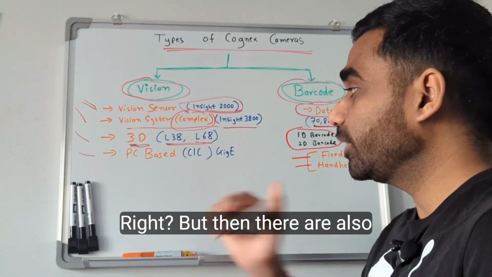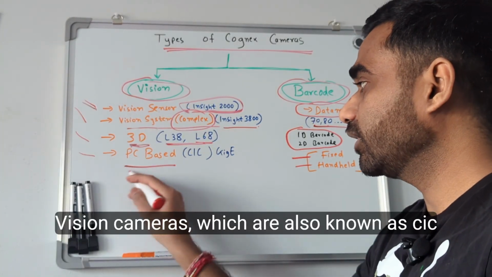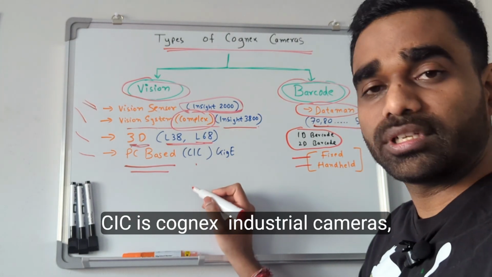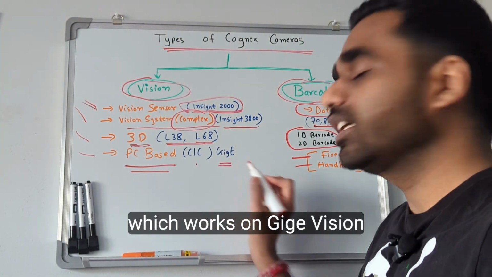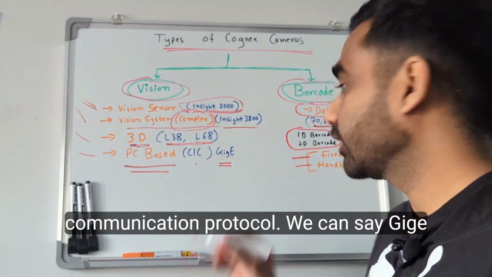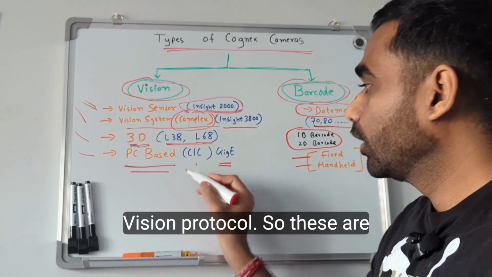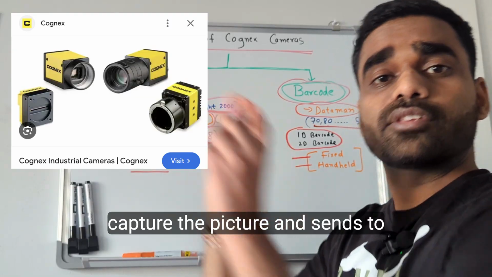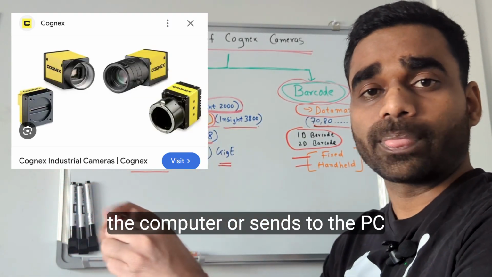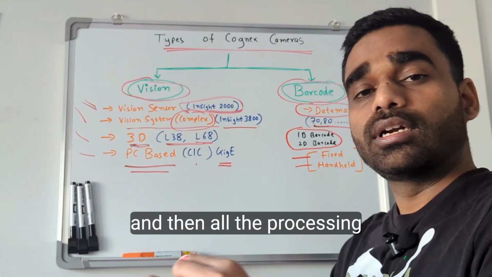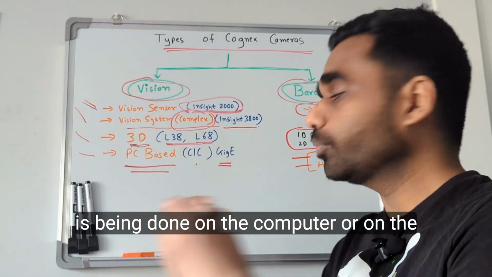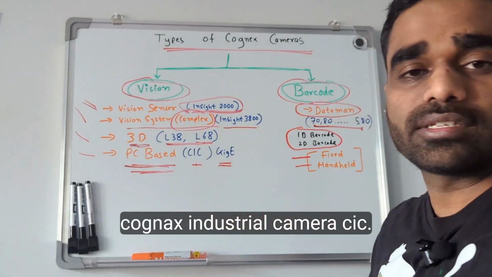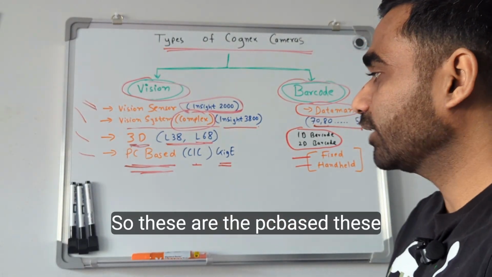But then there are also PC based vision cameras, which are also known as CIC, Cognex Industrial Cameras, which work on the GigE Vision communication protocol. So these are PC based. They just capture the picture and send it to the computer or PC, and then all the processing is done on the computer, right? These are the PC based cameras known as Cognex Industrial Cameras, CIC.